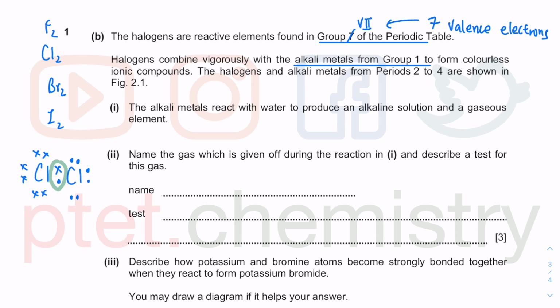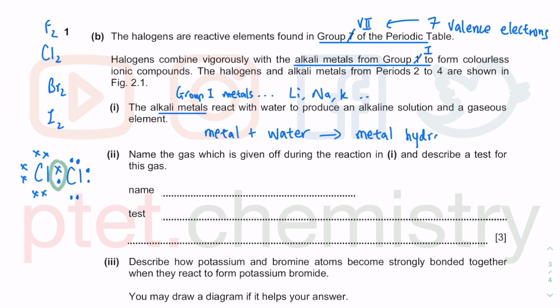Alkali metals refer to the group 1 metals, and etc. So alkali metals react with water. So this is referring to the group 1 metals such as lithium, sodium, potassium, and so on. So what you get is when you have metal plus water. This is also in year 9 chemical equations.